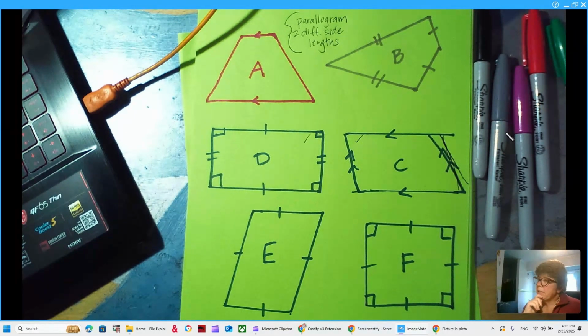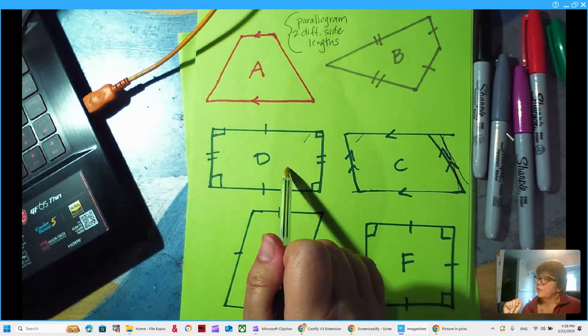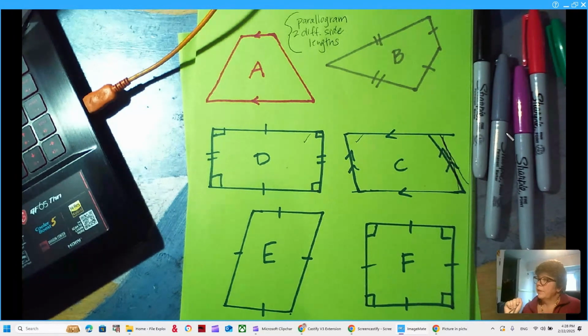So C and D are also trapezoids, even though not all trapezoids are parallelograms, and not all trapezoids have two different side lengths. Is that true? These quadrilaterals are parallelograms, and all parallelograms are trapezoids. Okay, so we're going to be thinking about describing and naming quadrilaterals in this lesson.